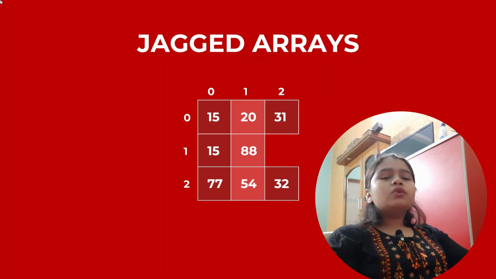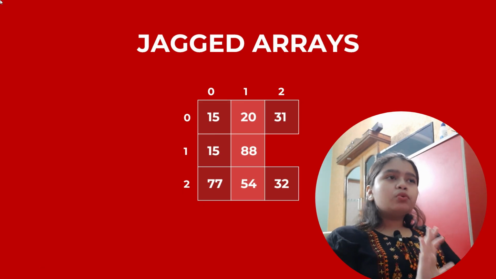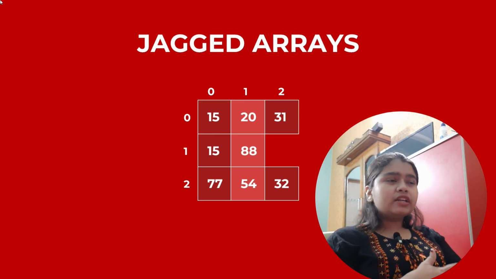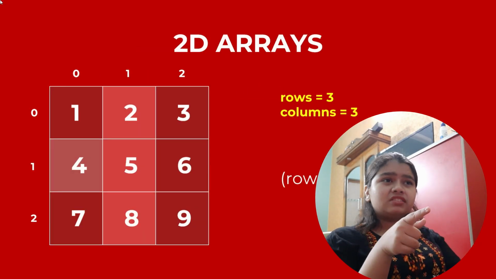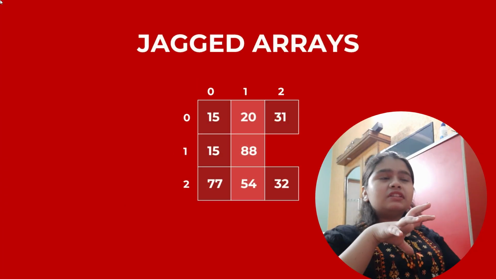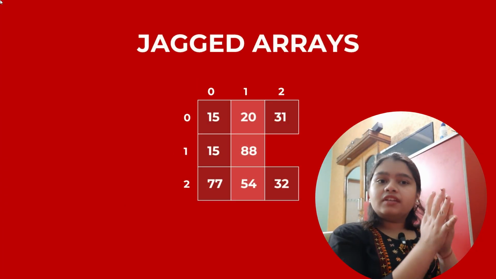Okay, now do you see this array? This is also an array. It's a 2D array only, but it looks deformed. It is not a table. A table looks like this. It's uniform, and this is not at all uniform. This looks very deformed. This type of array is called a jagged array.